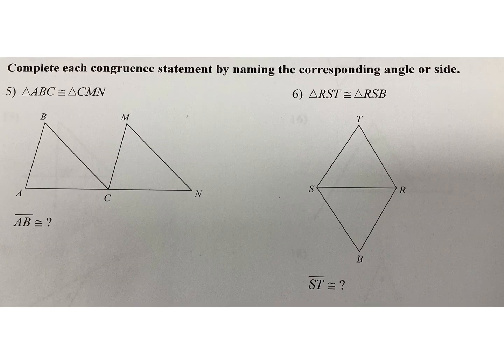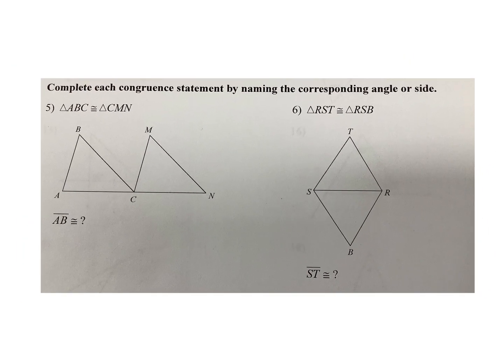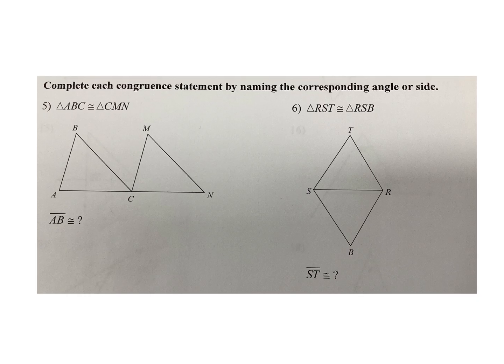All right, number 5. So we need to get AB. So AB should be the same as CM. So complete each congruent statement by naming the corresponding angular side. So that would be CM. Again, you don't need anything other than that information. So ST should be the same as SB. Those should be very simple to answer.